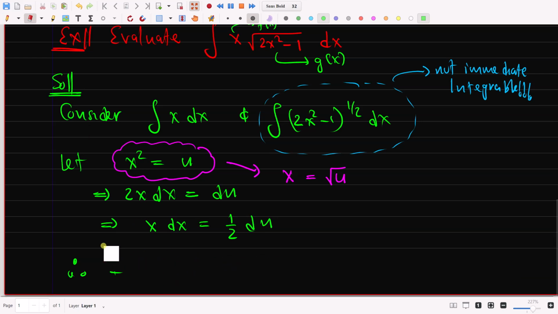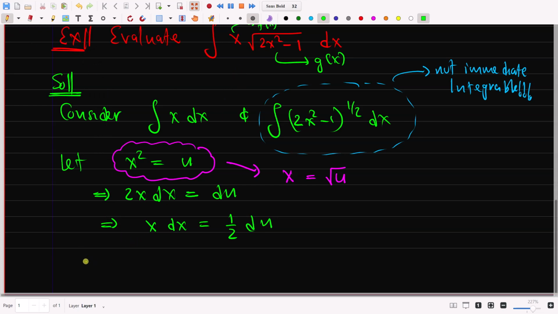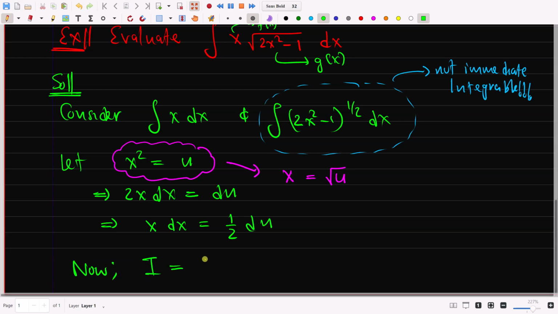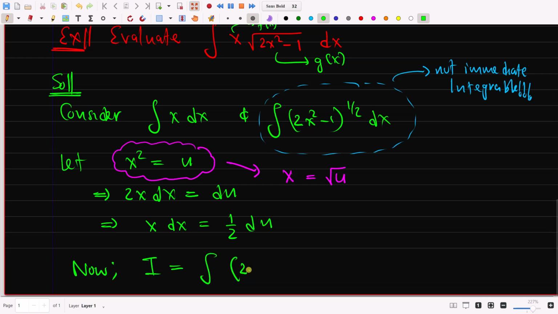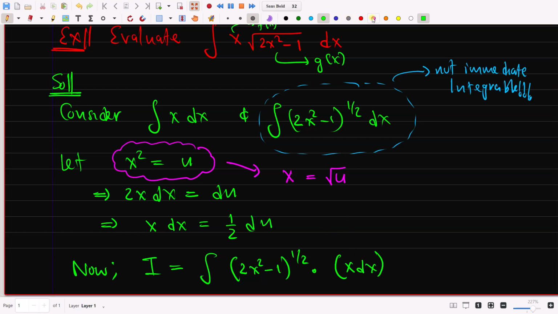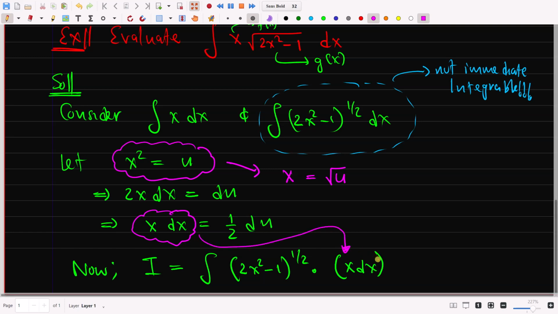There is no need to substitute that term together with the x term, because if you look, our given integral can be written as 2x squared minus 1 to the power half, times x dx, where I've taken this x and dx and grouped them together. Why am I grouping them together? Because these two, we can see them here, so they can come and replace that portion there.